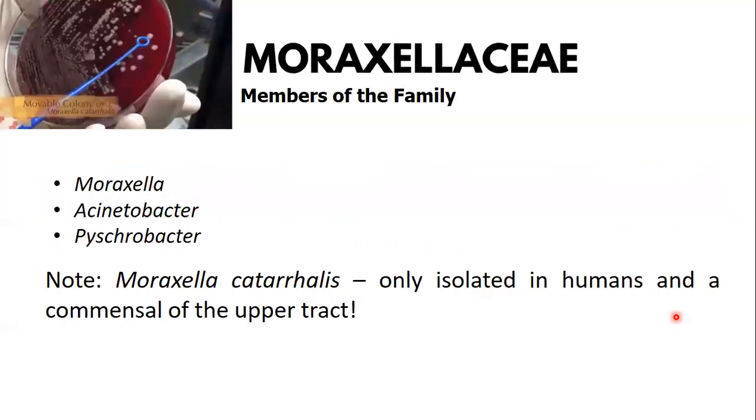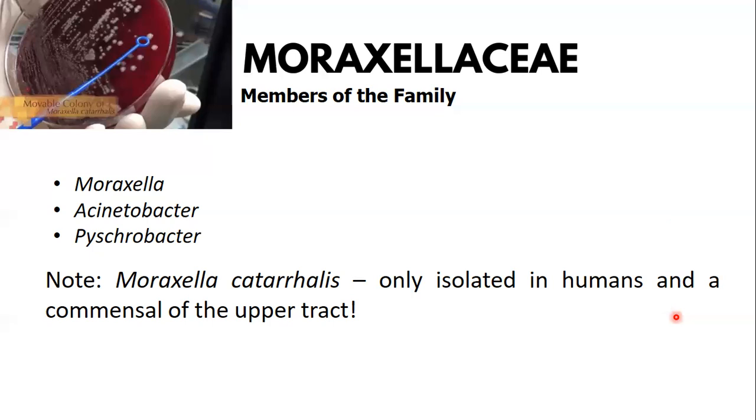We are down to the last part of our lesson, and in this portion, we are going to talk about the family Moraxellaceae, which is one of the families of bacteria that can be mistakenly identified as a member of the family Neisseriaceae. So the three genera that are part of the family Moraxellaceae are the following. We have the genus Moraxella, the genus Acinetobacter, and the genus Psychrobacter.